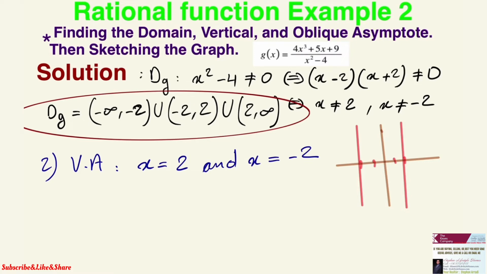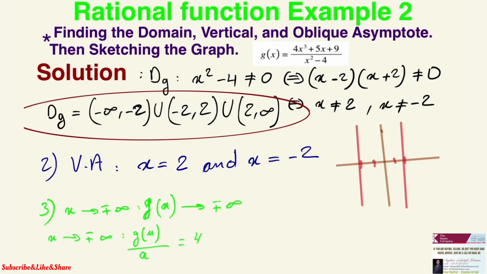Now we're going to find the oblique asymptotes. How are we going to find the oblique asymptote? We call it number 3. If x goes to plus or minus infinity, we note that g of x goes to plus or minus infinity. When we see this, we know it's possible that we have an oblique asymptote. So the next step: when x goes to plus or minus infinity, we study g of x over x.